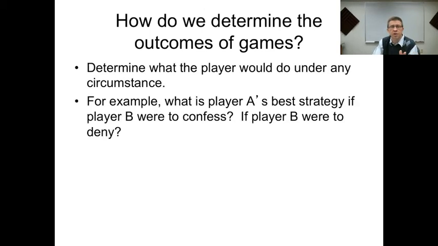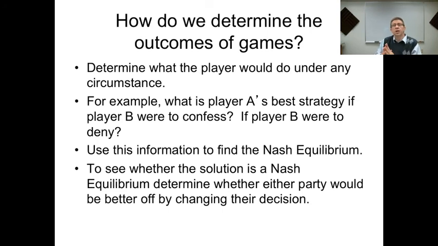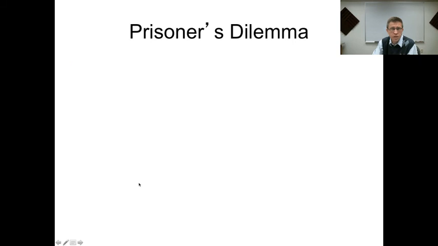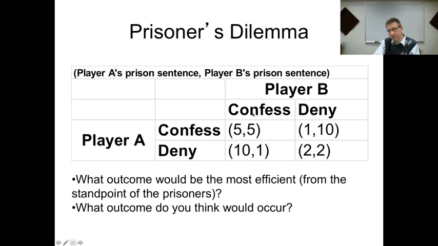And I think we kind of just talked through it a little bit. Determine what the player would do under any circumstance. So when we looked back at each of the 4 possible outcomes, we looked, would a player want to change his or her choice? So let's move back over to the game. So if player B were to confess, what would player A want to do? Well, if player B were to confess, player A has 2 choices here. Player A could get a payoff of 10 by denying or 5 by confessing. Player A will want to confess and get a payoff of 5. 5 years in prison is better than 10 years in prison.